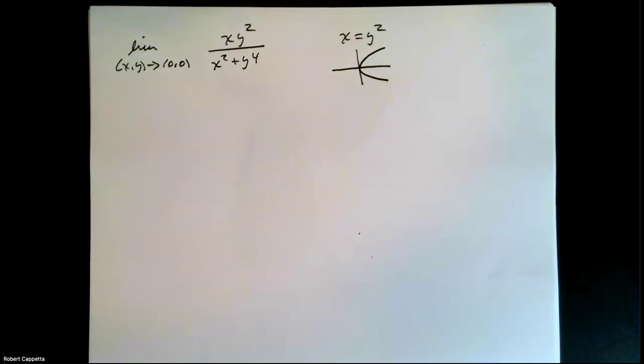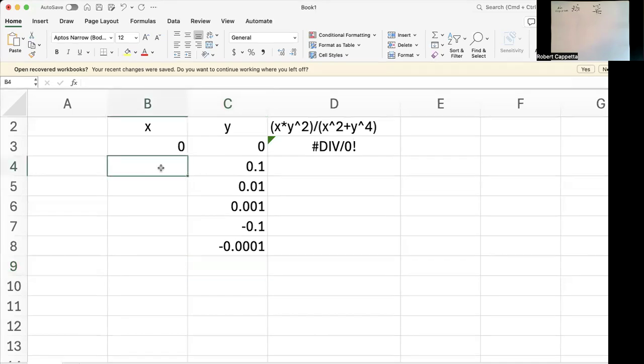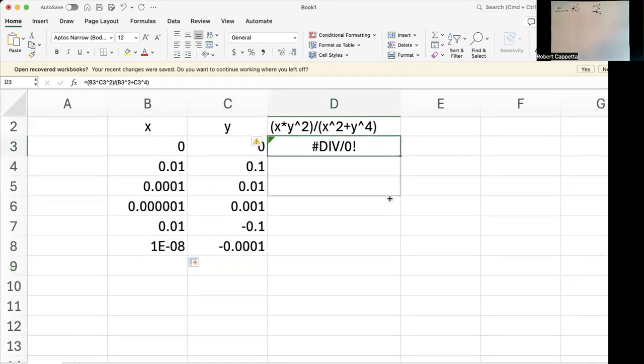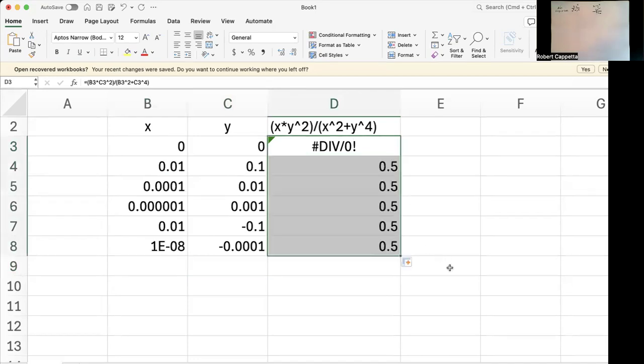And let's take a look at our spreadsheet first to see if indeed we are going to get a result other than 0. All right, so I've got y values approaching 0, and I want x to be y squared. So x equals y squared. So that's there, and we'll copy all of these. So those are the values I get there. Now let's copy this down. And where do these numbers seem to be going? They seem to be going to 0.5. So if x equals y squared, the result seems to be 0.5, which is different from 0.